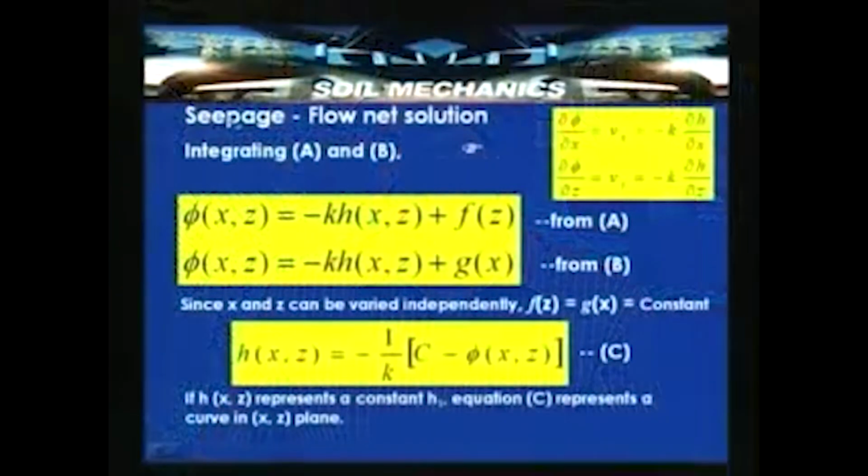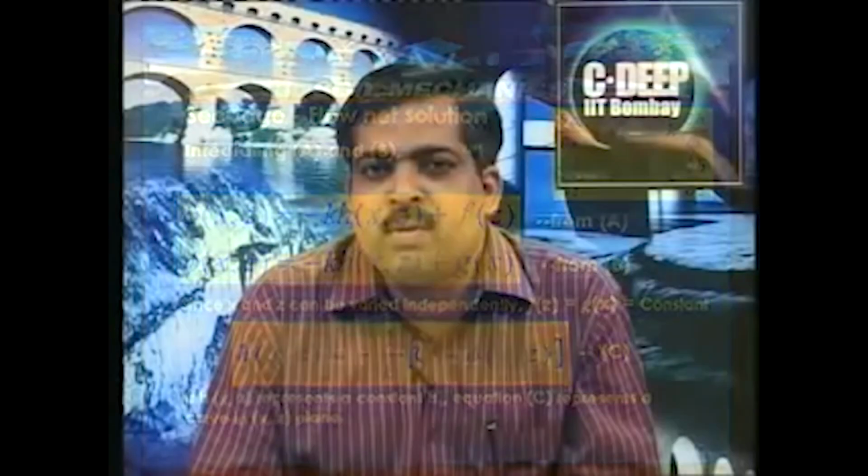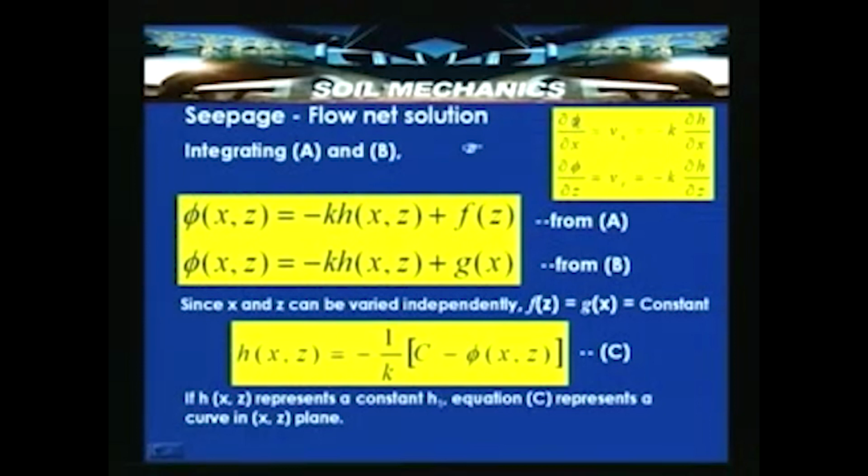Similarly, now we integrate A and B. Previously we introduced A and B, and those equations are represented here again: ∂φ/∂x = Vx = -k ∂h/∂x, and ∂φ/∂z = Vz = -k ∂h/∂z. If you integrate A, we get φ(x, z) = -k h(x, z) + f(z), and from B, φ(x, z) = -k h(x, z) + g(x), where g(x) is a function of x.